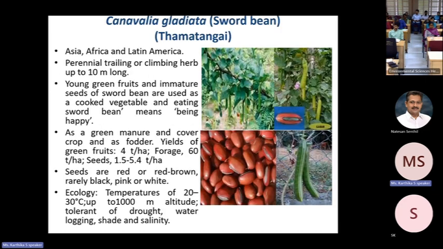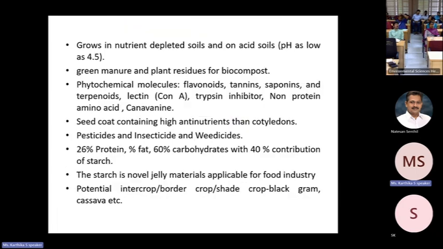Then another species, Canavalia gladiata, you might have known this. So these have little bit the same characteristics. Both the species are more or less the same. 26% protein and fat about 2 or 3%, and 60% of carbohydrate. So within that, 40% starch. Now they are extracting the starch from the seeds. Wonderful starch, just like potato starch or rice starch or wheat starch. Now from the neglected crop, they are extracting the pure starch for different food industrial applications and other applications.